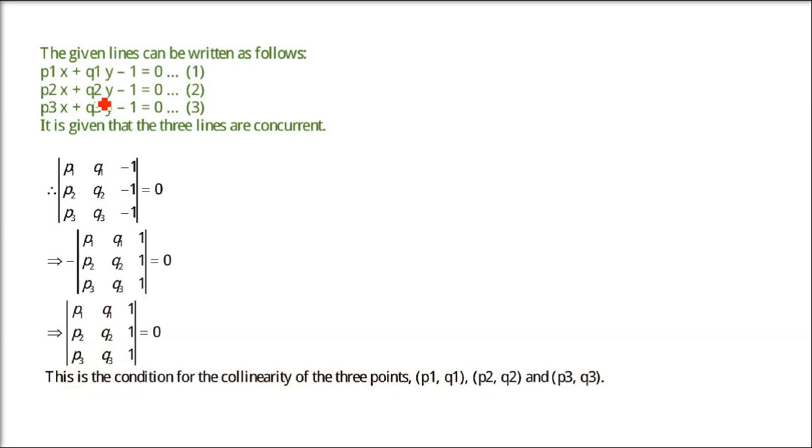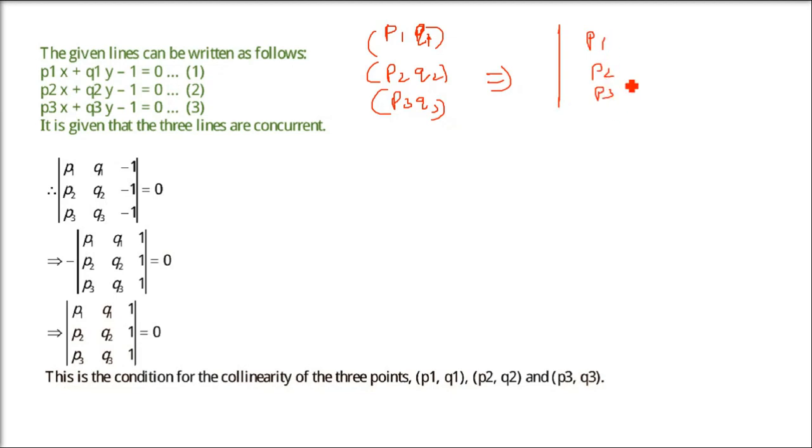Now the next one is: if the lines p1x plus q1y plus 1 equals 0 and their third line are concurrent, show that the points p1, q1, p2, q2, p3, q3 are collinear. So how to show that they are collinear? Whenever we have three points, basically x1, y1, x2, y2, x3, y3, if these three points are collinear, that simply means the determinant of p1, p2, p3, q1, q2, q3, and 1, 1, 1 is equal to 0. If you are able to prove this, this is done.